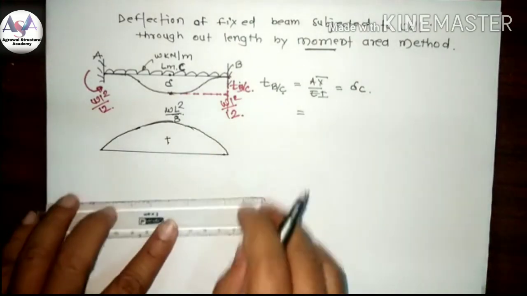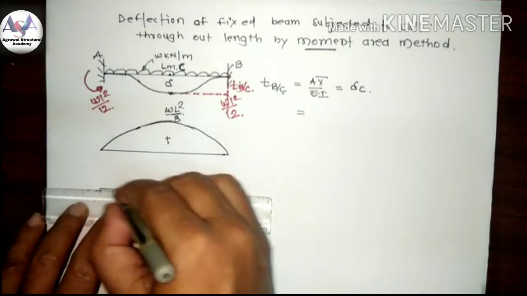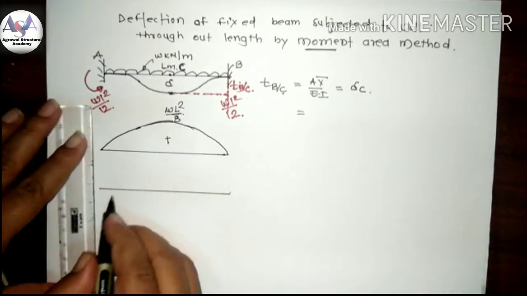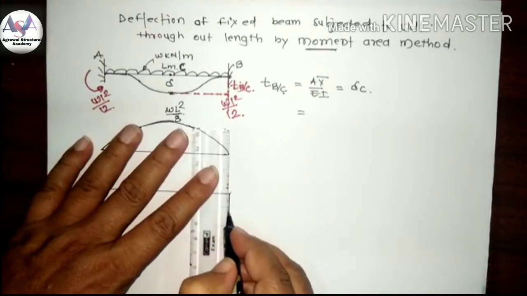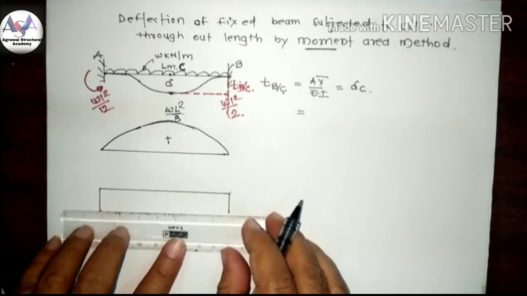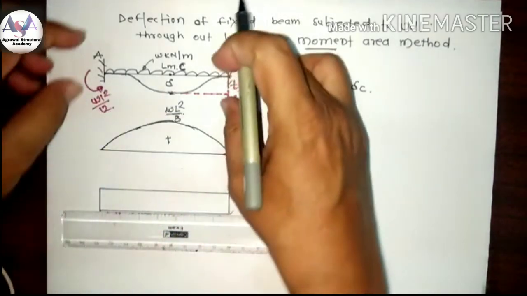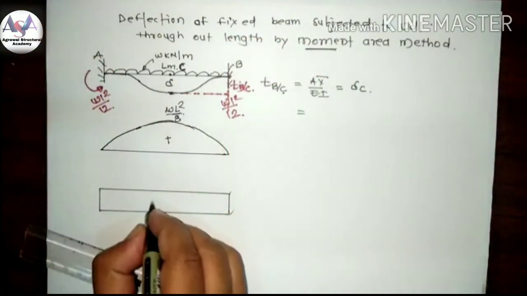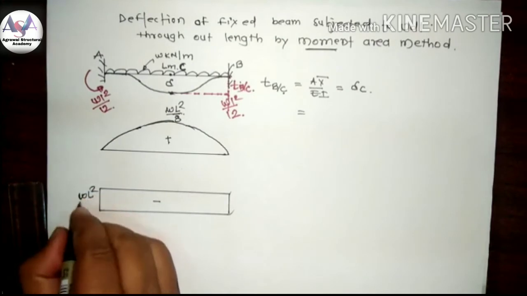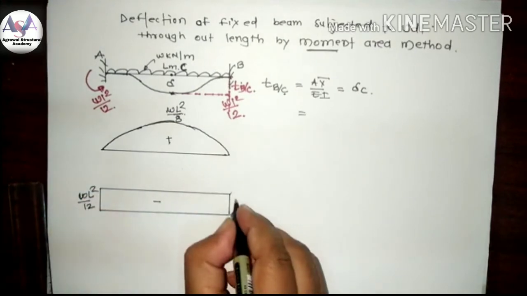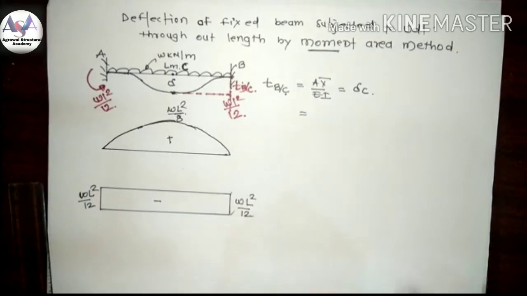So we draw a separate diagram for that. On both sides the intensity, the height, is the same, so the diagram is symmetric. This diagram creates hogging fixed end moments, so that diagram is negative, and the height is WL square by 12 here, and WL square by 12 here.